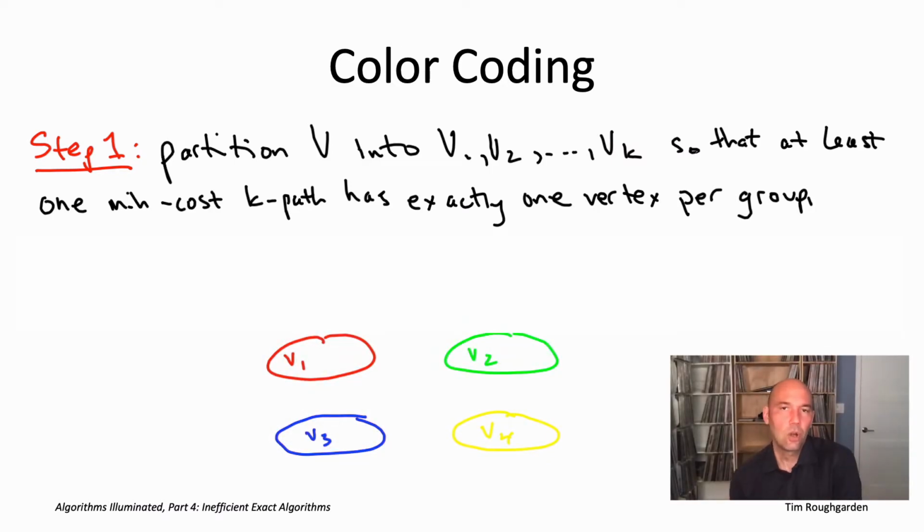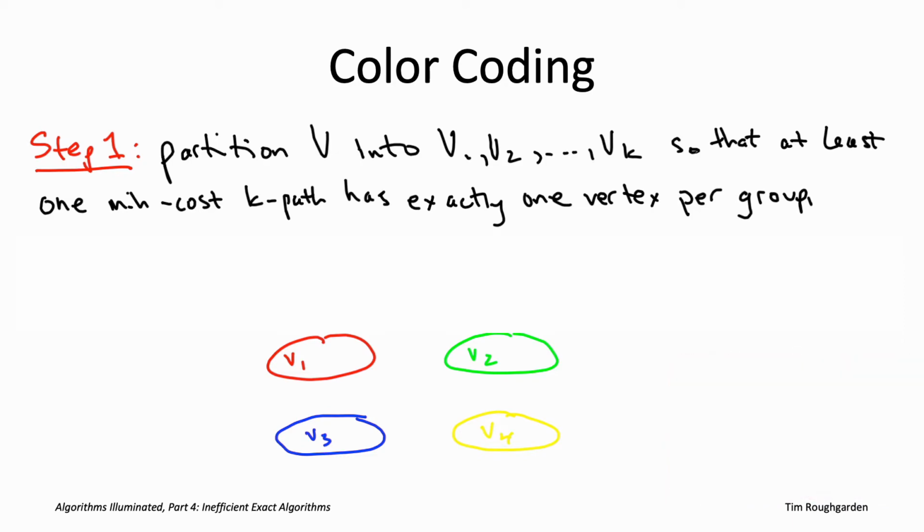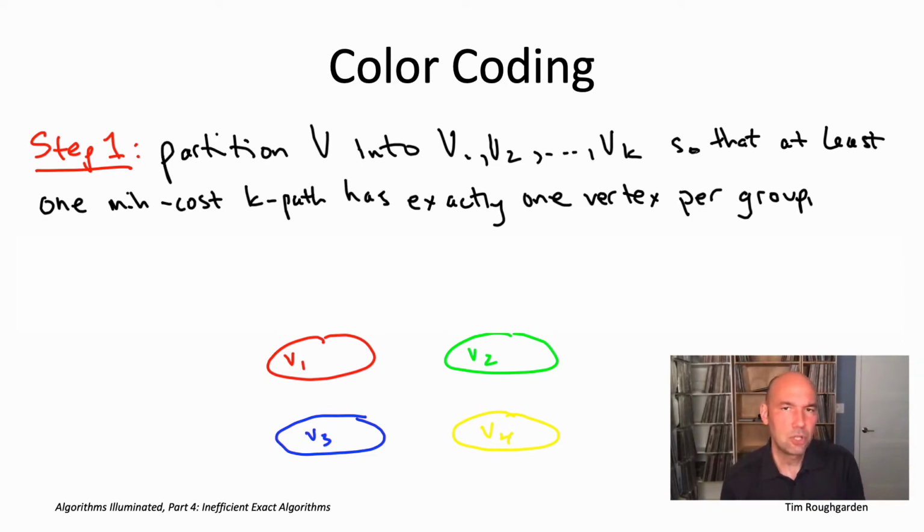The reason this technique is called color coding is because we can visualize this grouping as assigning every vertex a color. So here V1 would be the red vertices, V2 the green vertices, V3 the blue vertices, and V4 would be the yellow vertices. I'll tell you exactly how we do this vertex partitioning in a little bit. The main property we're going to need is that some optimal solution, some minimum cost k-path, should be panchromatic under this coloring, under this partitioning. That is, each of its k vertices should have a different color, or if you prefer, each of the k vertices of this optimal k-path should belong to a different group.